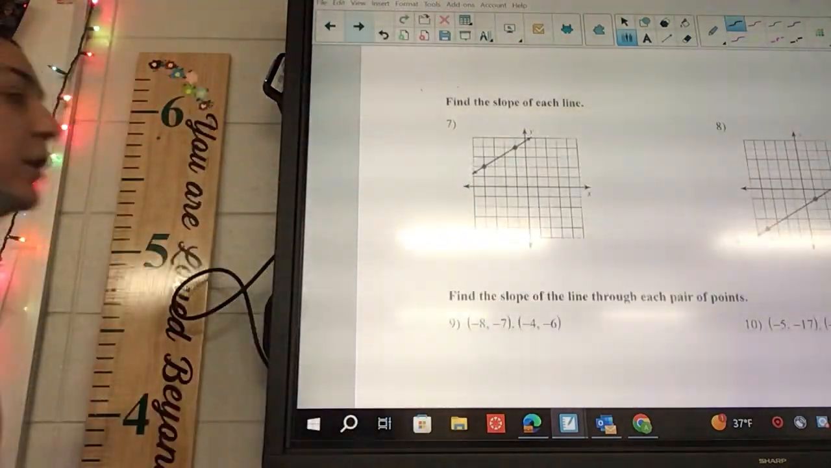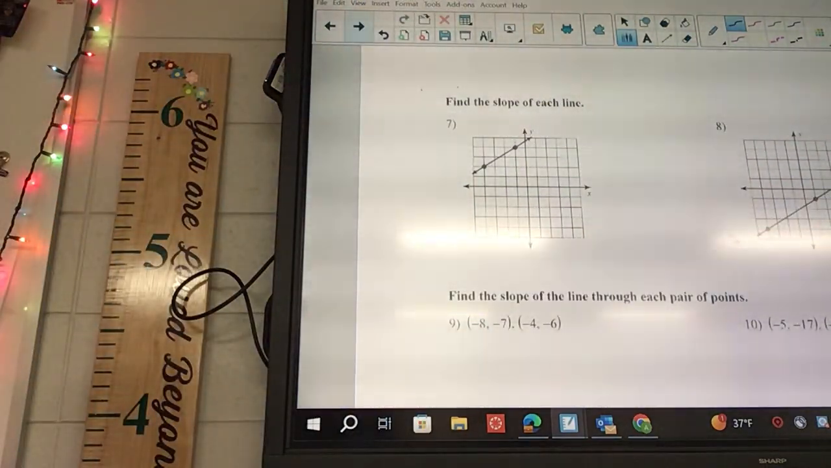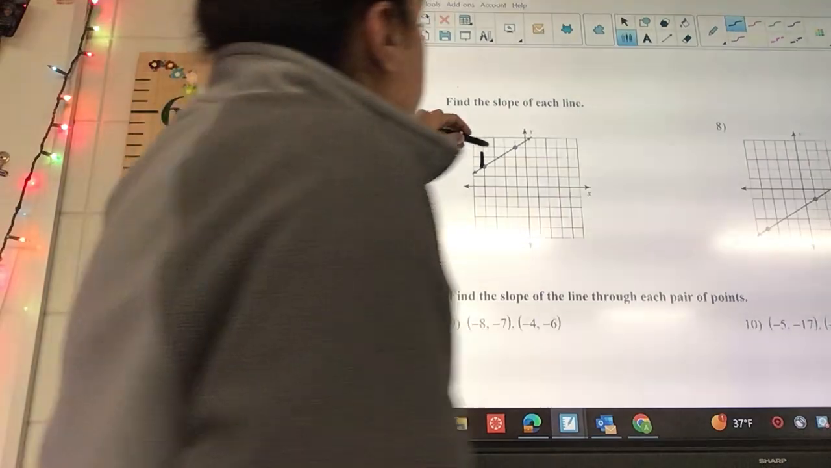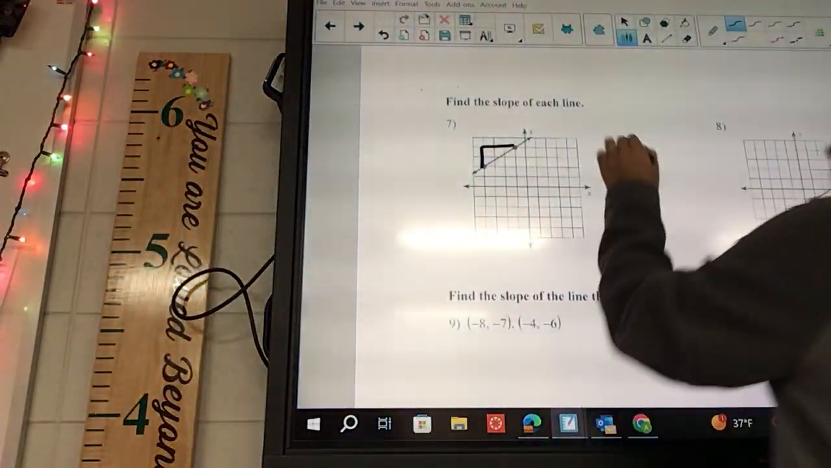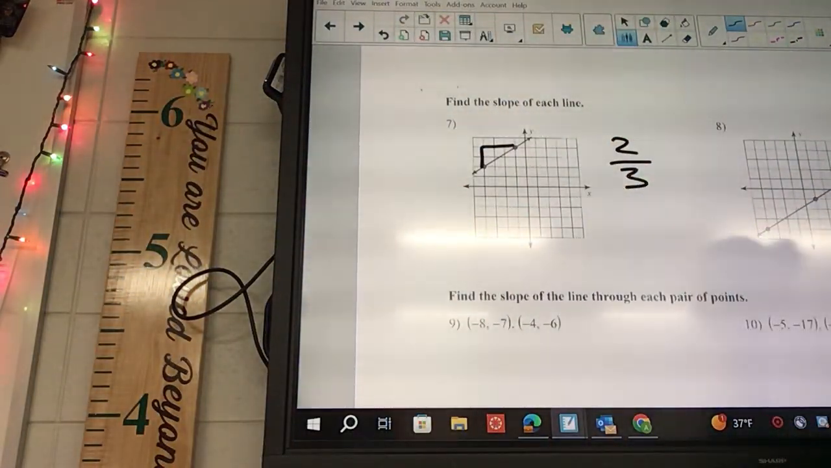Okay, find the slope of the line. So we count from the lowest point up to the highest point. How much do we rise? How much do we run? 2 over 3. Is this a positive or a negative line? It is a positive line.